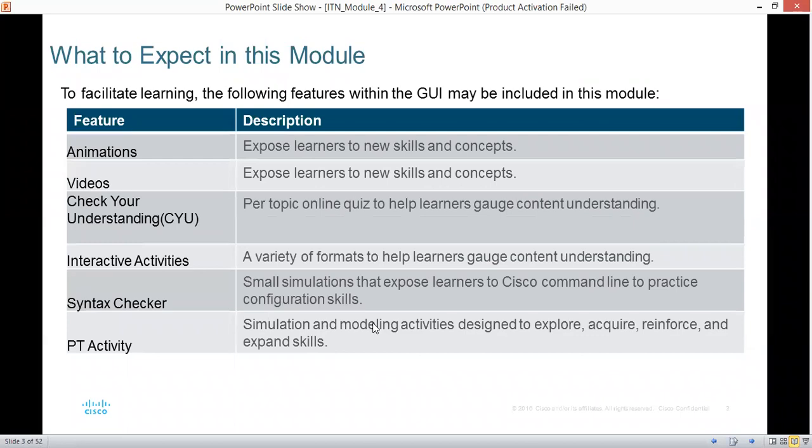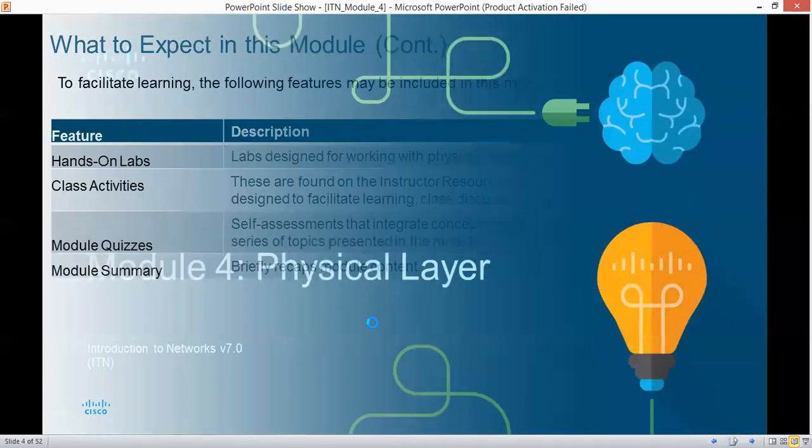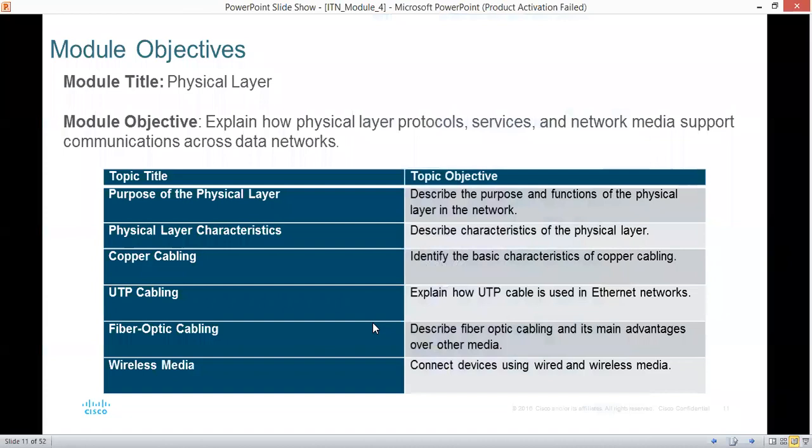This is the physical layer we're looking at. Under the physical layer, we'll basically be looking at the purpose and function of the physical layer in the network, and the characteristics of the physical layer. We look at the basic characteristics of copper cabling, explain how UTP cable is used in Ethernet networks, and then describe fiber optic cabling and its main advantages over other media. Connect devices using wired and wireless media.